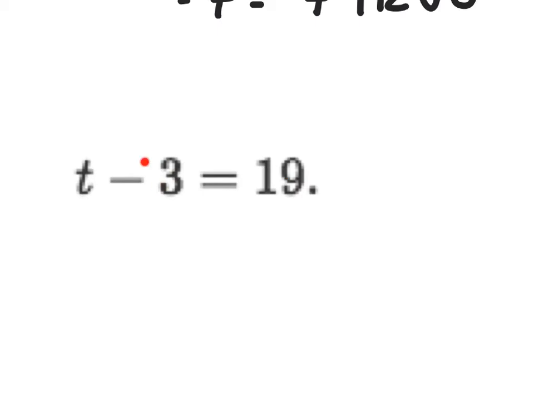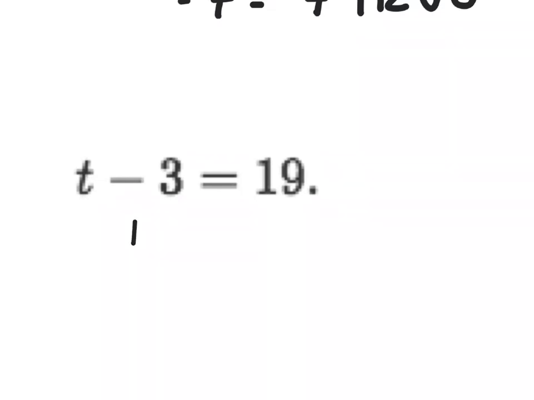So what's the opposite of subtracting 3? Let's move that negative 3 over and get t by itself. Or we can just think intuitively about it. Some number, I subtract 3, I get 19. What's that number going to be? Oh, it's going to be 22. 22 minus 3 is going to give me 19, but let's do it algebraically.